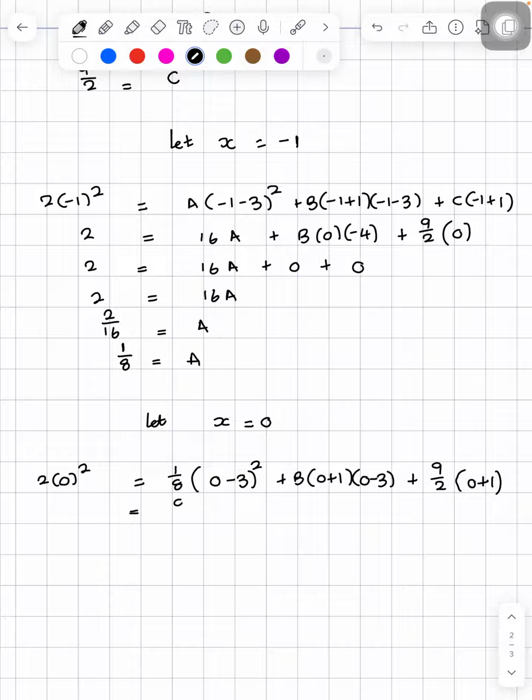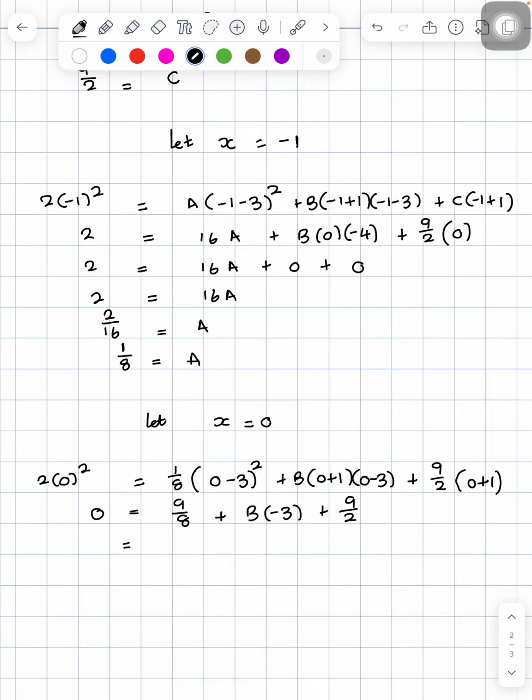So over here we have 9 over 8 plus b. 0 plus 1 is 1. 0 minus 3 is minus 3. Minus 3 times b is minus 3b. Then 0 plus 1 is 1. 1 times 9 over 2 is 9 over 2. Okay. Over here, 2 times 0 squared is giving us what? A 0.